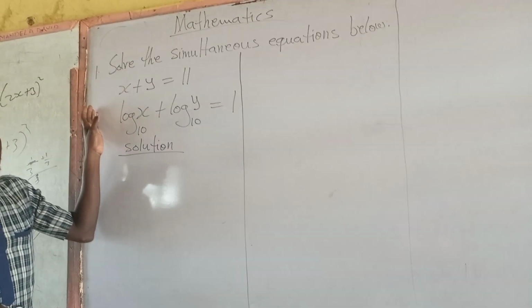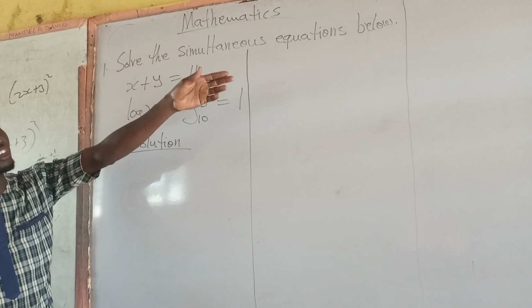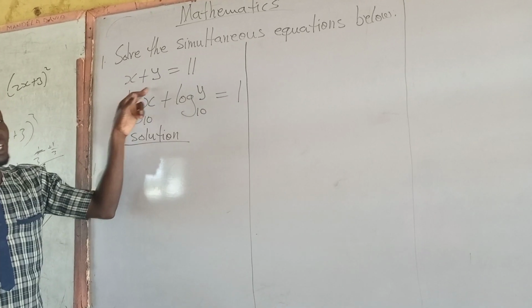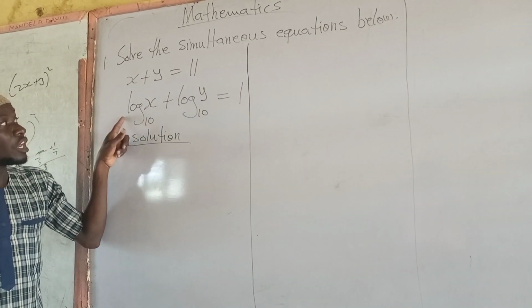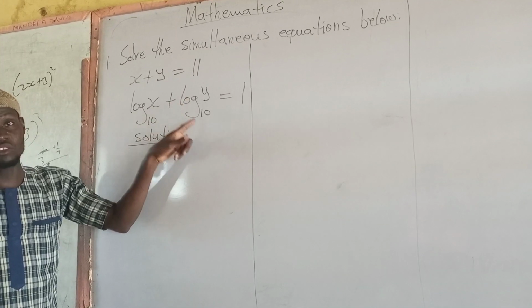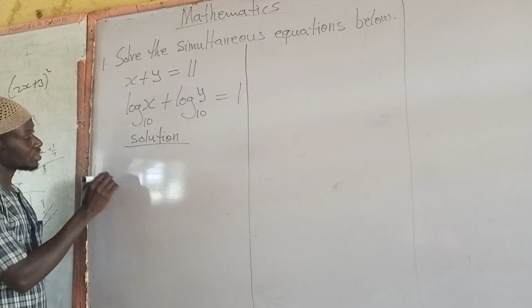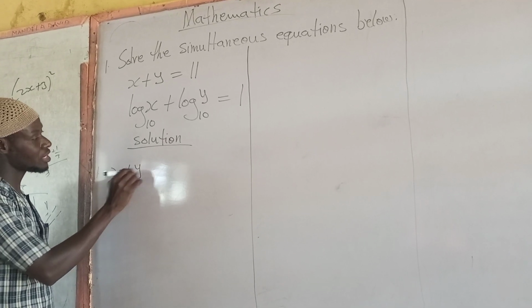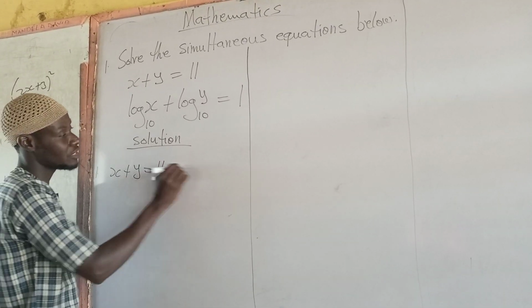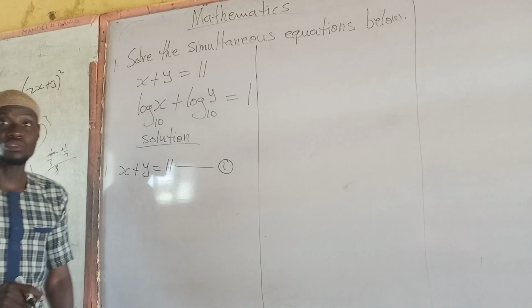So here we are asked to solve the simultaneous equations below. x plus y is equal to 11, and log x to the base 10 plus log y to the base 10 is equal to 1. So here, let's write the equations down. We have x plus y is equal to 11. Take this as equation 1.